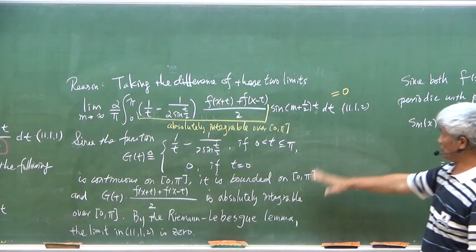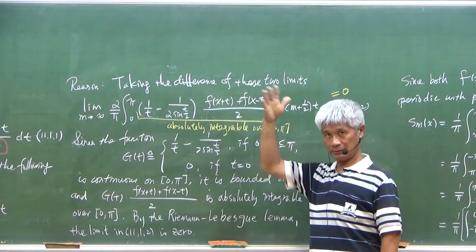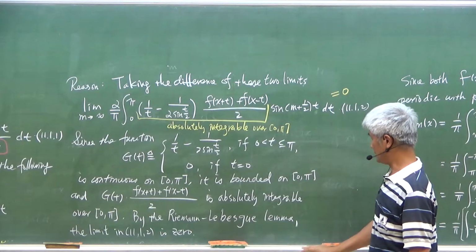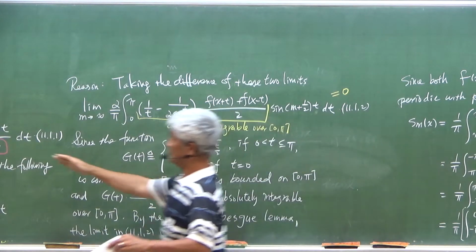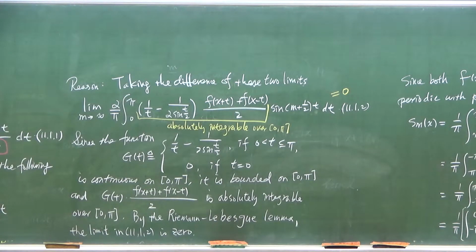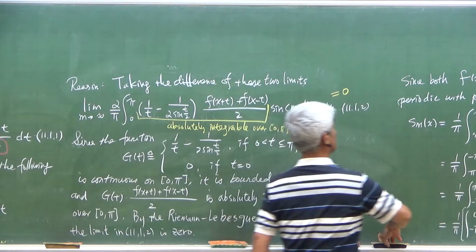Okay, so we mentioned the Riemann-Lebesgue lemma last Tuesday. So by this, this is equal to 0. So the difference of these two limits is 0. So if this limit exists, then this limit also exists and they have the same value. Conversely, if this limit exists, then this limit also exists and has the same limiting value. Okay, so that is the situation.